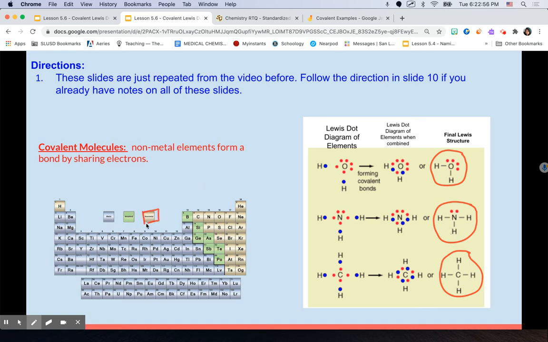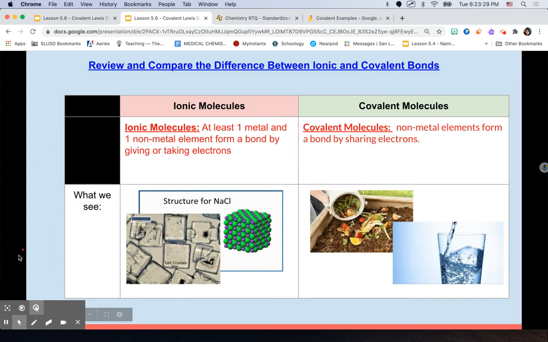And just as a general reminder, the ones highlighted in gold or yellowish color are the non-metal elements, right? So when we're talking about covalent molecules, we're talking about only elements from this goldish yellow part of the periodic table. Before we start on our actual lesson today, I want to review a couple of key differences between covalent molecules, what we're going to learn in this video, and ionic molecules, what we've been learning from Nearpod lesson 5.1 to 5.5, right?